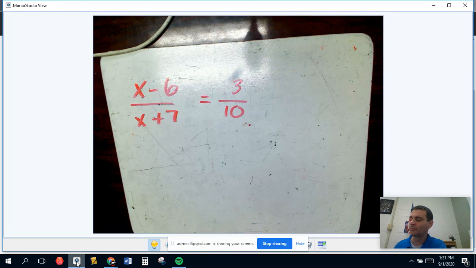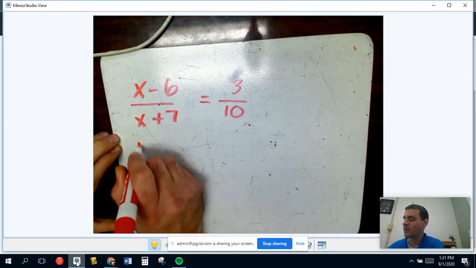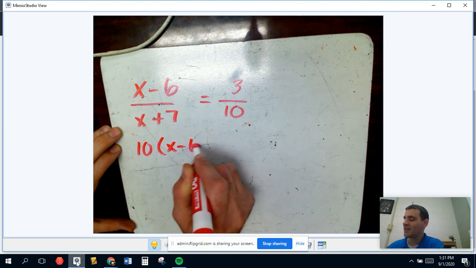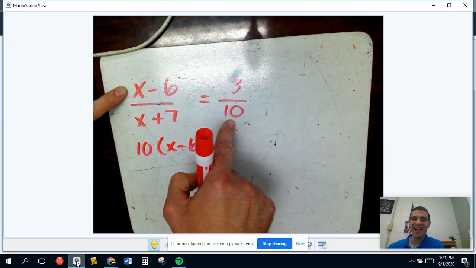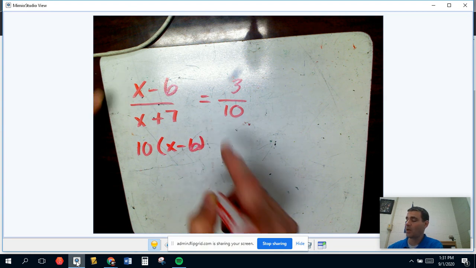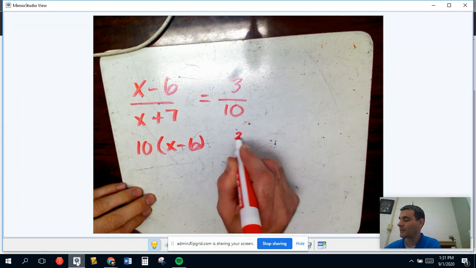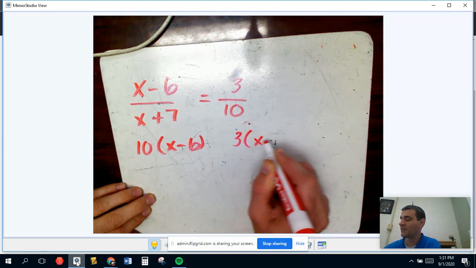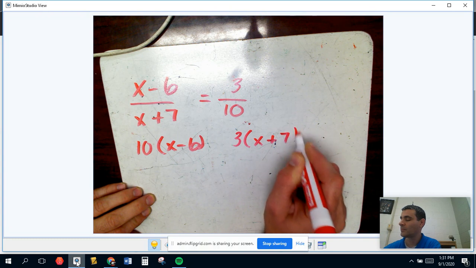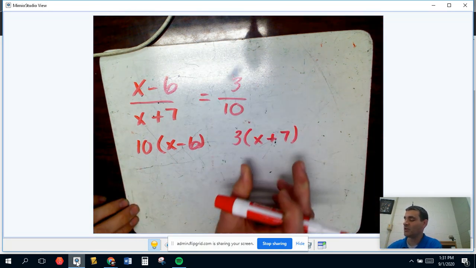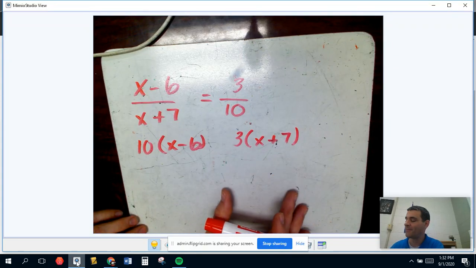So in this case, it'll be 10 times x minus 6. So 10 in this corner times that entire corner. So you do need the parentheses. And then the other two corners are 3 and x plus 7. So again, opposite corners, and again, you need parentheses for the entire side.